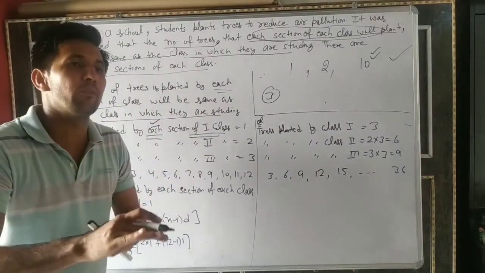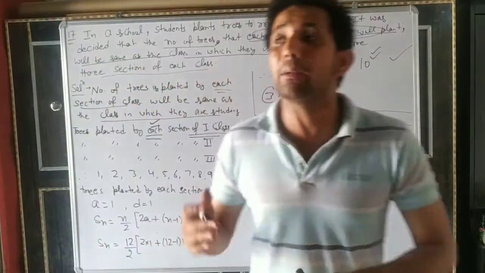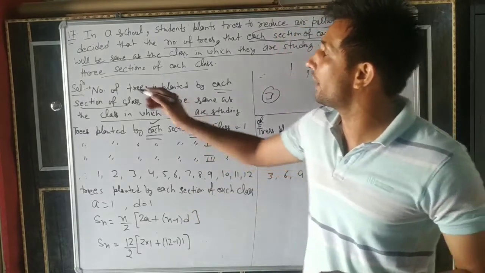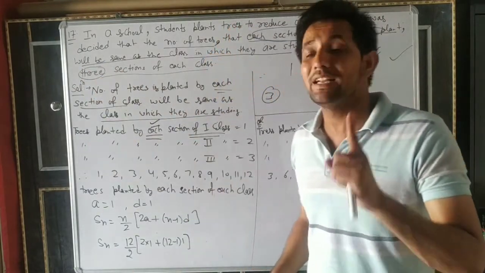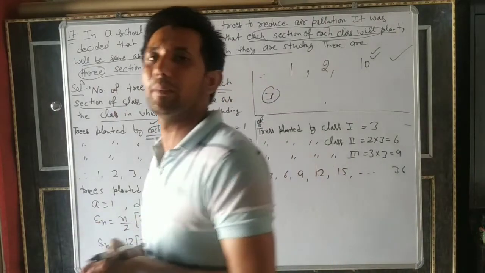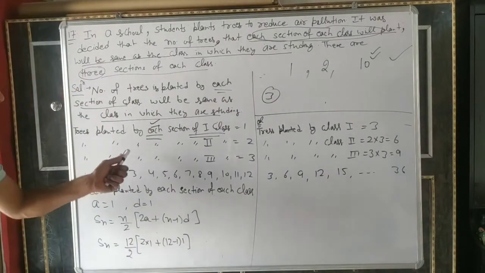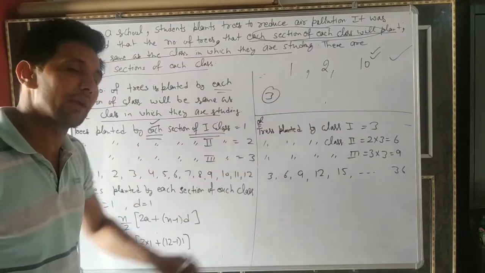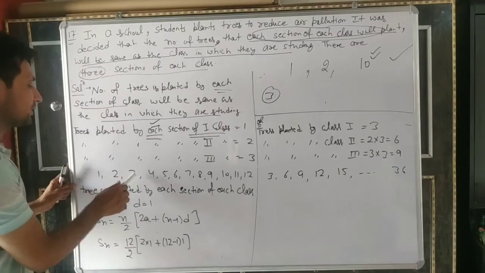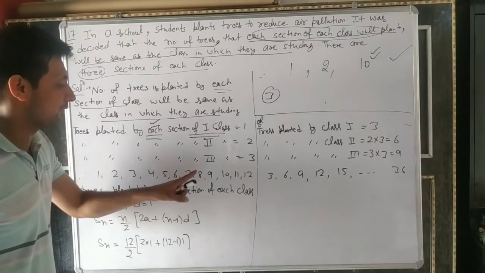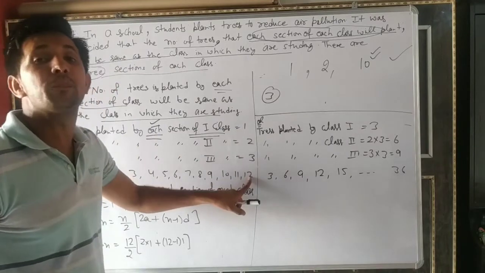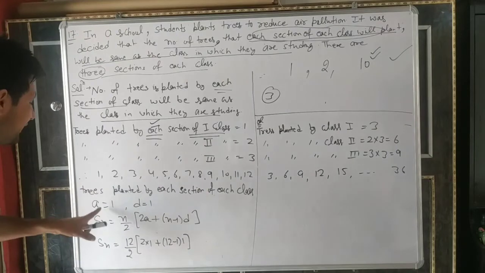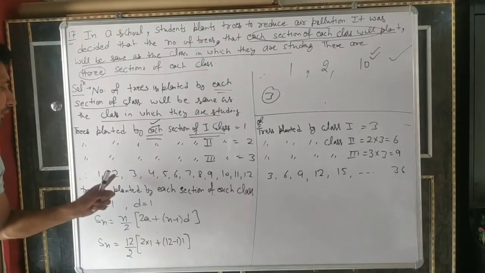First we will find how many trees are planted by each section of each class, and in the last we will multiply by 3, because there are 3 sections in each class. So trees planted by each section of the third class, how many? Third. In the same way, first class 1, second 2, 3, 4, 5, 6, 7, 8, 9, up to 12. So 12 trees are planted by each section of the 12th class. We observe that it is in AP. A is 1, D is 2 minus 1, which is 1.